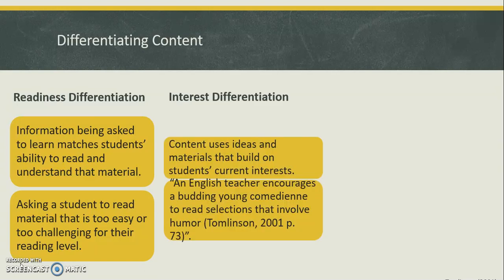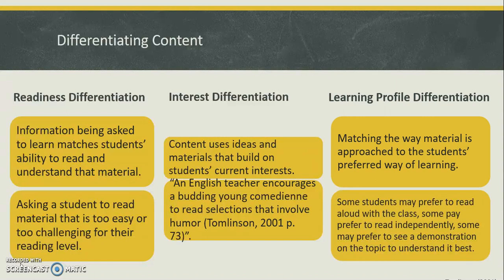Content can also be differentiated by student interest. You want to keep your students' interests in mind while planning lessons. For example, you can give students a survey to rate what they find interesting and group the students by their interest. If you know one student is into comedy in your classroom, you would allow that student to use humor in the classroom, whether it be reading parts of a story that include humor or doing some type of skit. So you want to match different activities based on different students' interests.